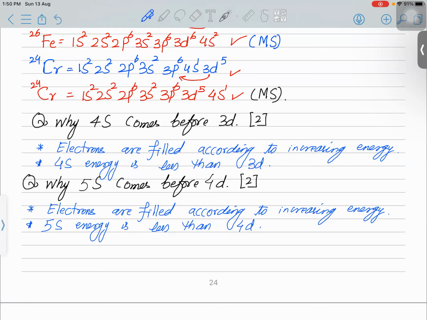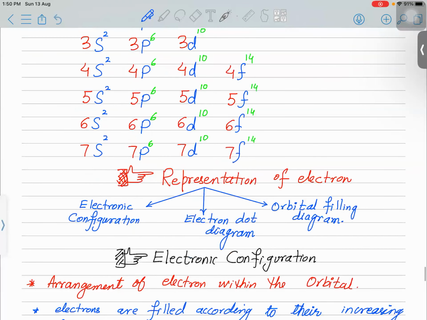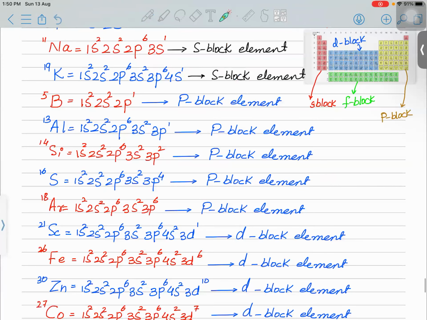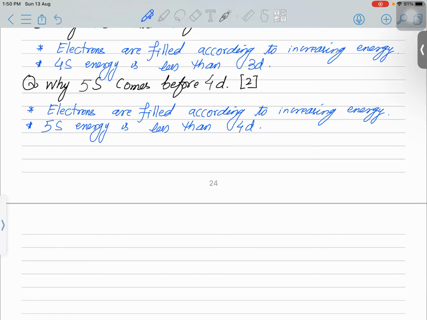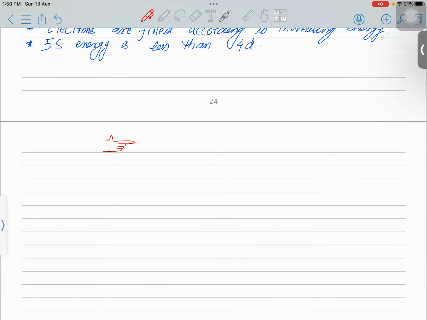Now this is all about the electronic configuration. As we have discussed, we have 3 methods. Just a minute. One more heading: electronic configuration by noble gases.